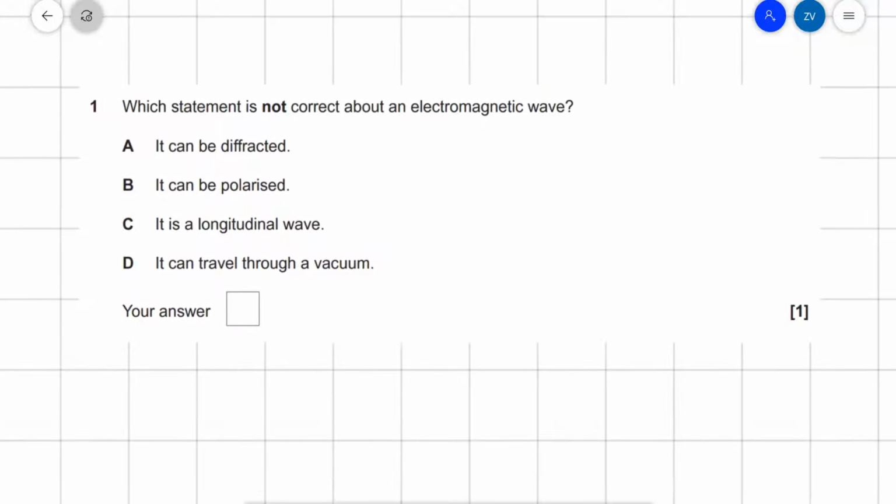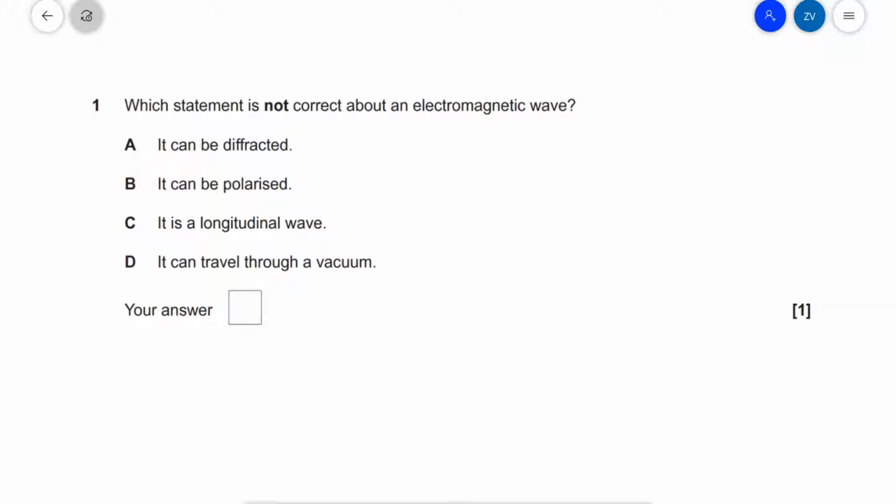Today we are going to be carrying on with our multiple choice practice. In particular, we're going to be looking at OCR's 2017 Breadth in Physics multiple choice questions. So let's get started. Question number 1.